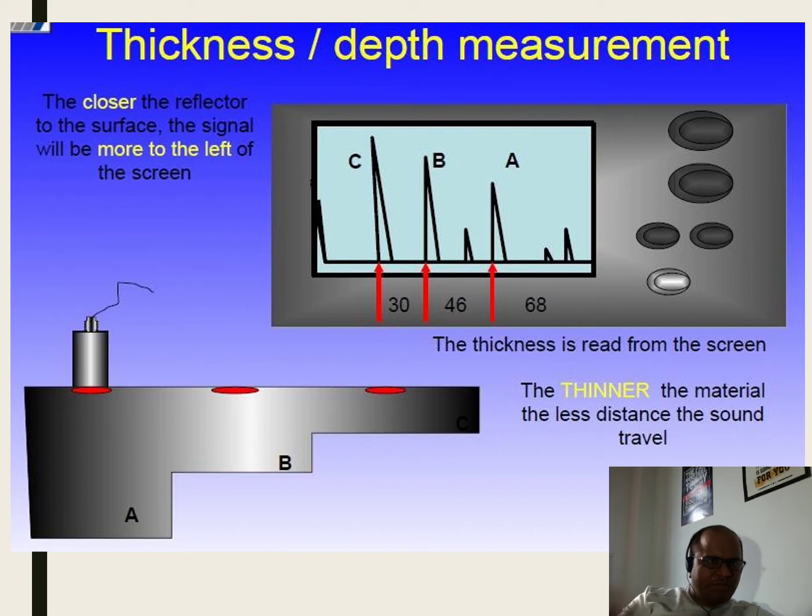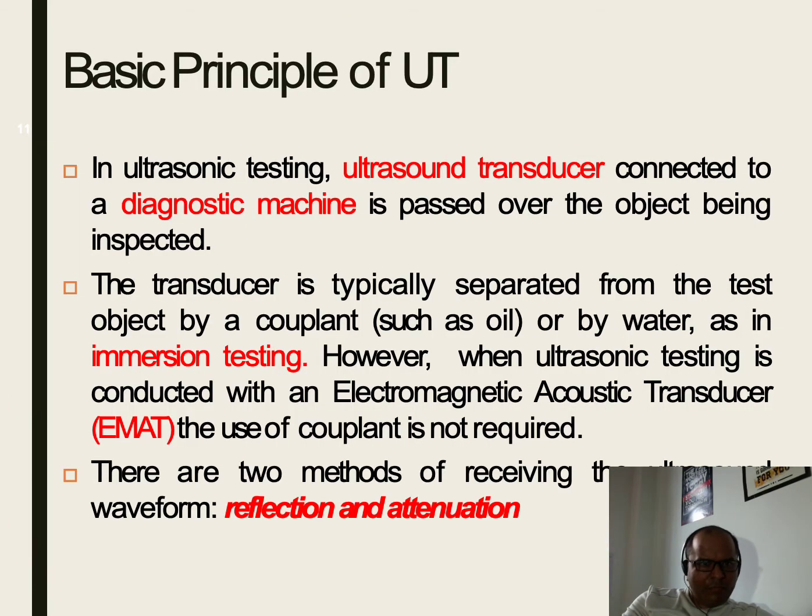The closer the reflector is to the surface, the more to the left of the screen the signal will be, as you see in the picture. The thinner the material, the less distance the sound travels, like A, B and C. So in A the sound travels more, B less, and C is the least, because your thickness is less in C, then B, then A. A has the highest thickness.